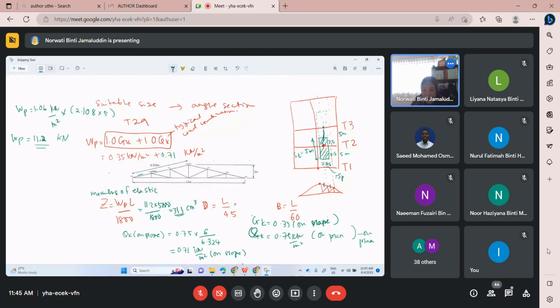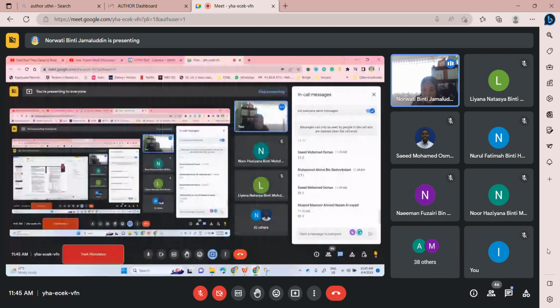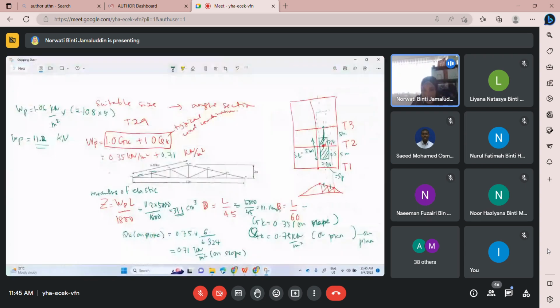Okay. D, L divided by 45. L 5,000 divided by 45. This one is 11.11 in unit millimeter. B also in millimeter. Okay, for B, L is 5,000 divided by 60.